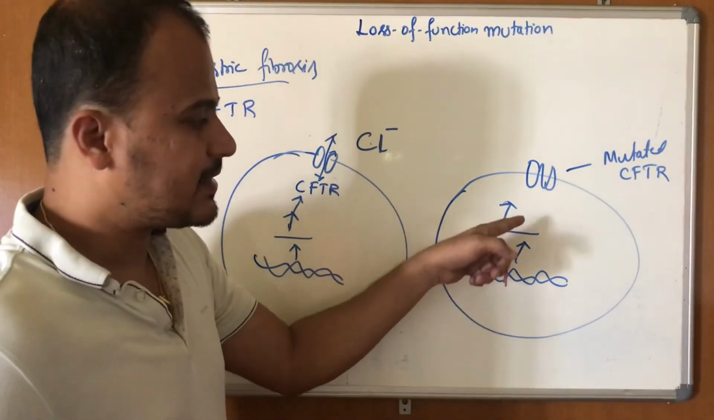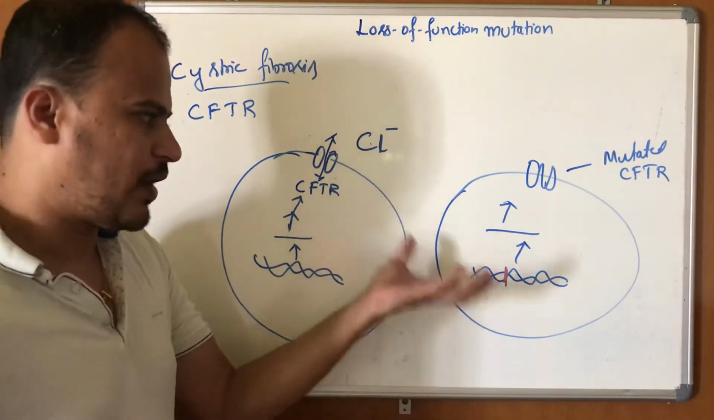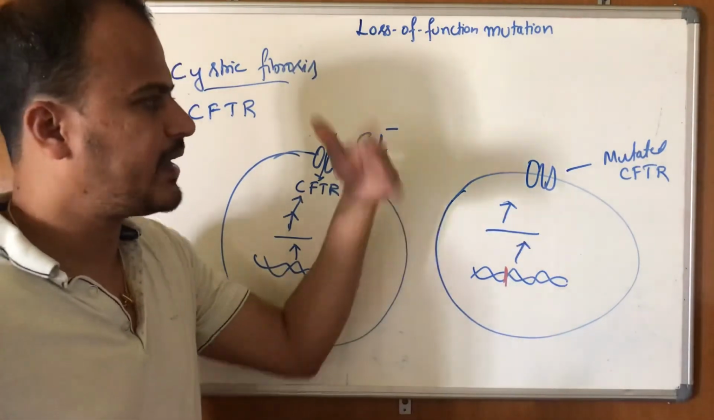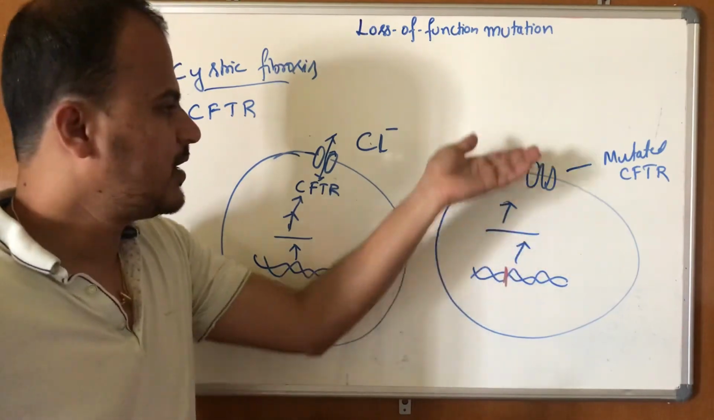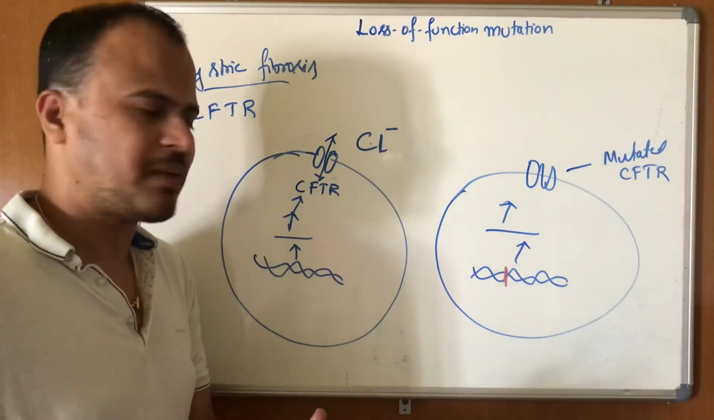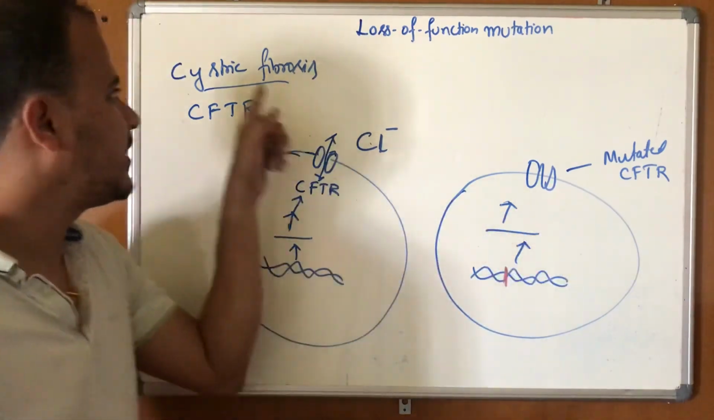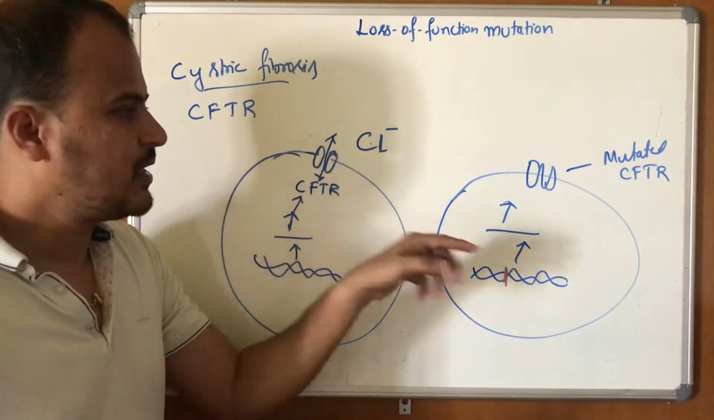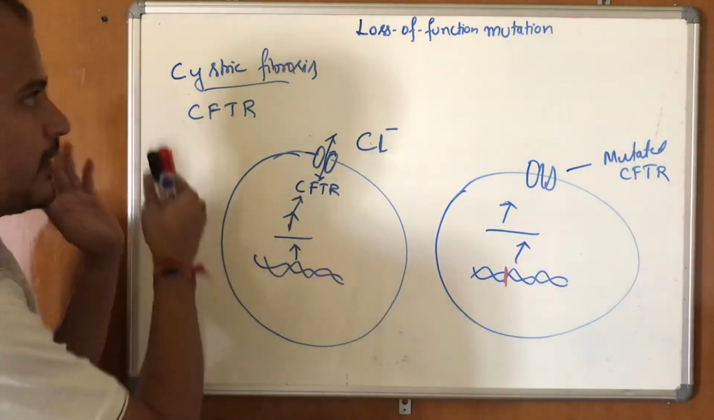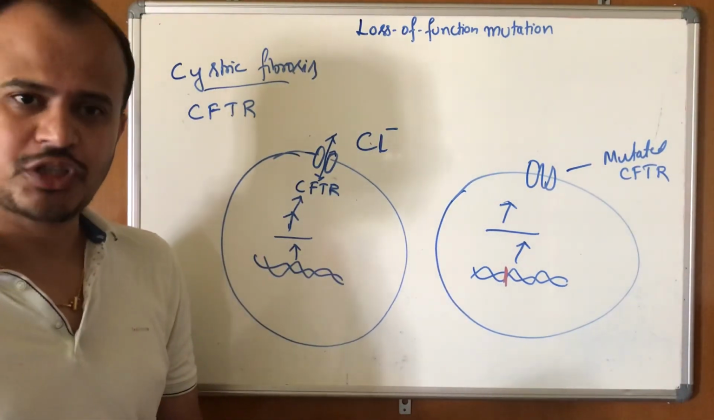We call this kind of mutation a loss of function mutation, where the gene, when it undergoes mutation, has its effect projected at the protein level. The protein becomes non-functional. Though it is present in its designated place, the protein cannot perform its function. This condition results in the disease called cystic fibrosis. So this is the kind of mutation that we observe in cystic fibrosis, and this is a classical example for loss of function mutations.